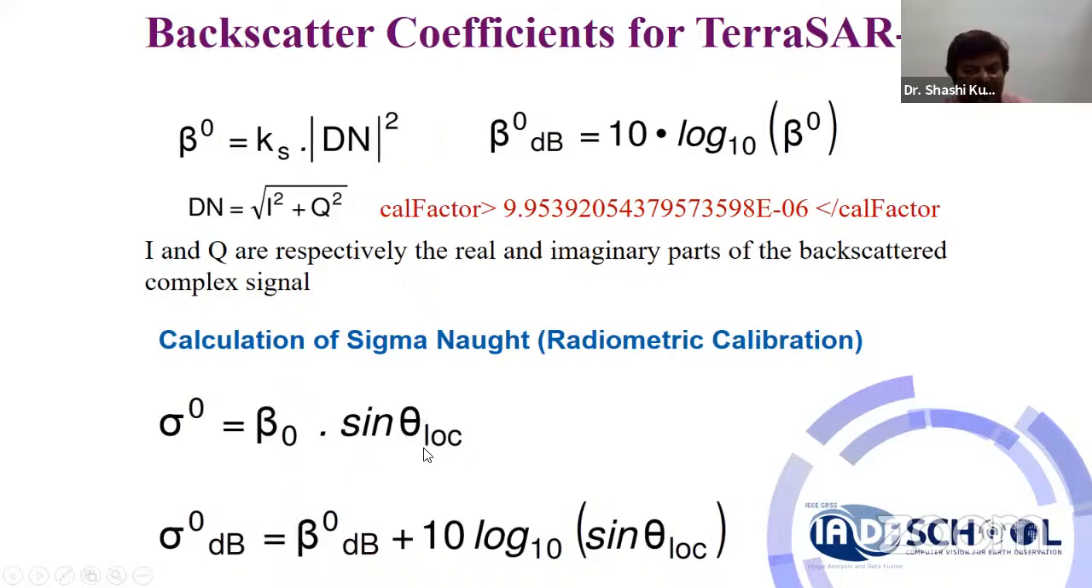Now, when this backscatter coefficient beta naught is multiplied with the sine of the local incidence angle, or theta local, that gives the radar cross section or normalized radar cross section, which is known as the sigma naught. Okay, and the sigma naught at dB scale, that is 10 log base 10, can also be calculated by applying 10 log base 10 to these values.